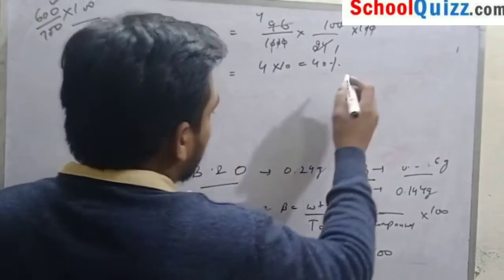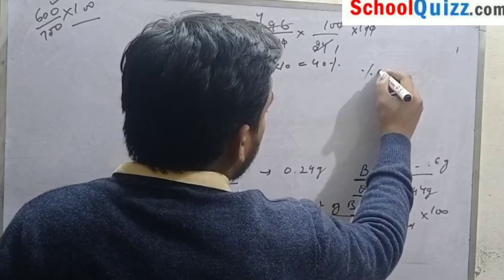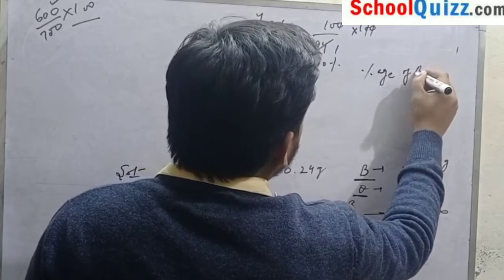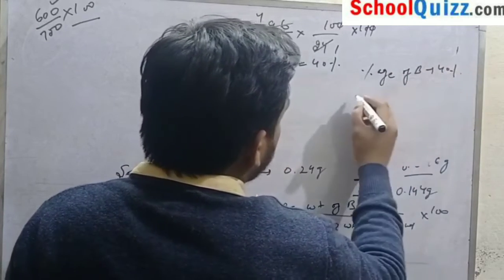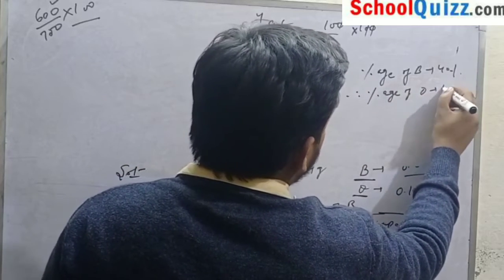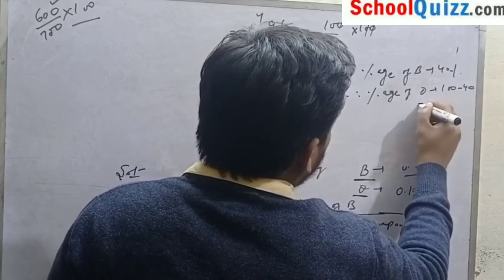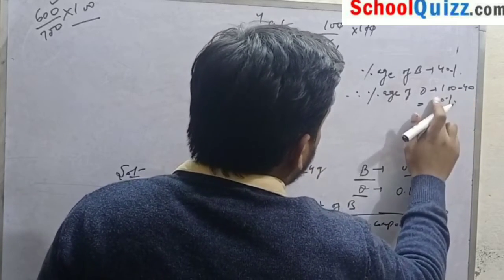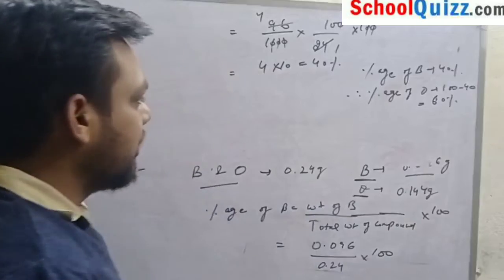So the percentage of boron comes out to be 40%. Therefore, the percentage of oxygen will be 100 minus 40, which equals 60%.